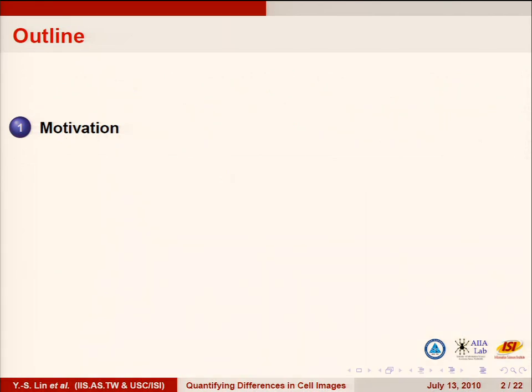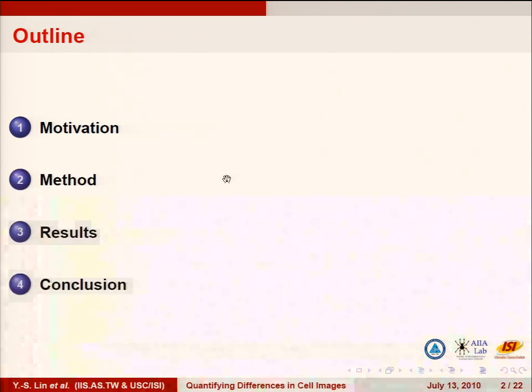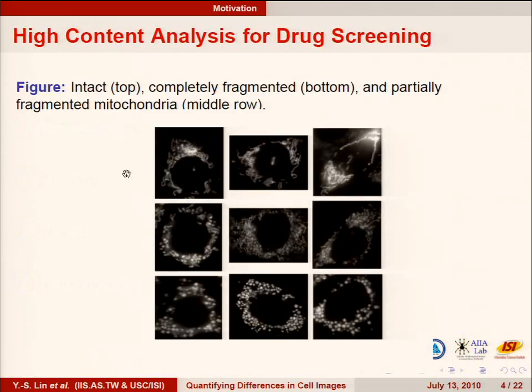The organization of my talk will be as follows. We will have motivation, method, results, and conclusion. This work is about high content analysis for drug screening. Given recent advances in microscopy technology, it is able to generate a large number of images, and the challenge is to analyze these screening drugs and profile them.